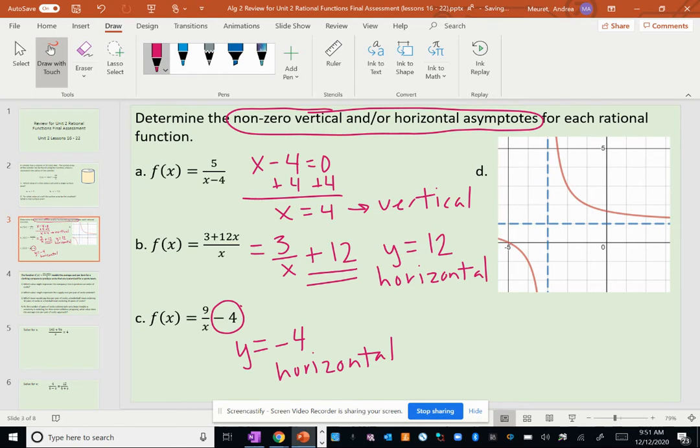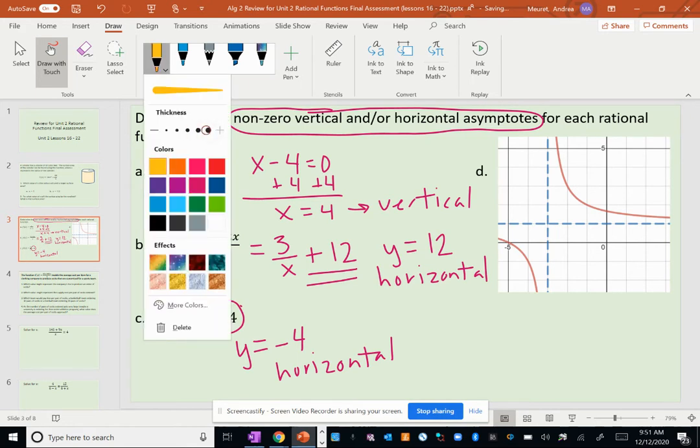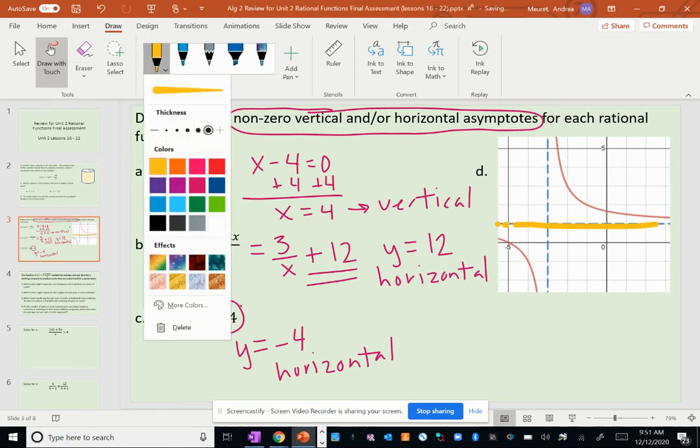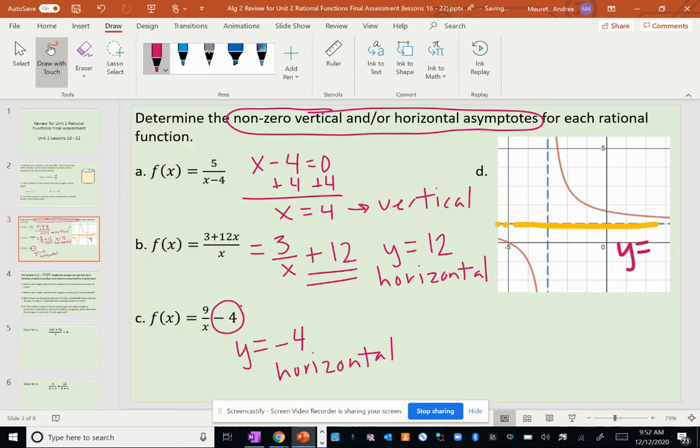And on the graph, the horizontal asymptote is this one, and it's at y equals 1. And the vertical asymptote is this one here, and it's at x equals -3. Again, this one was horizontal, so we can abbreviate HA for horizontal asymptote, and this one is vertical, so VA for vertical asymptote.